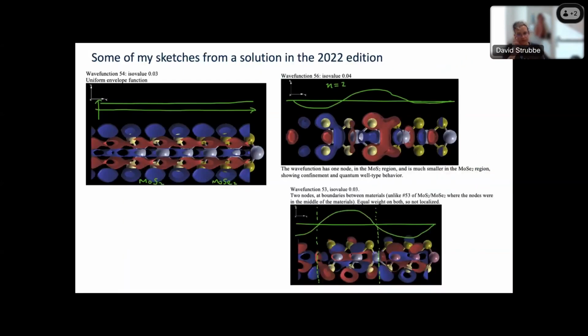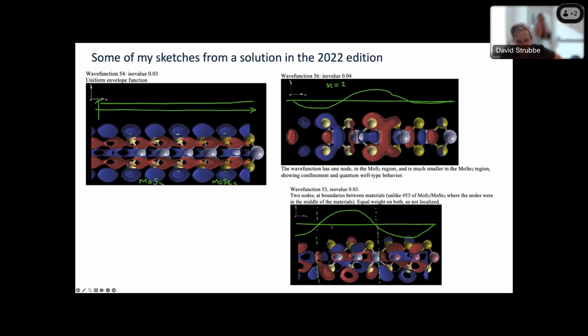These are also some sketches that I had made from an earlier version of this, with a different pair. This is sort of the case where there is no confinement, right? We don't really see any difference of what's happening in the two regions. Here's one where we actually have a node. In the MoS2 region, we have a sign change between negative and positive. Blue is one sign and red is the other here.